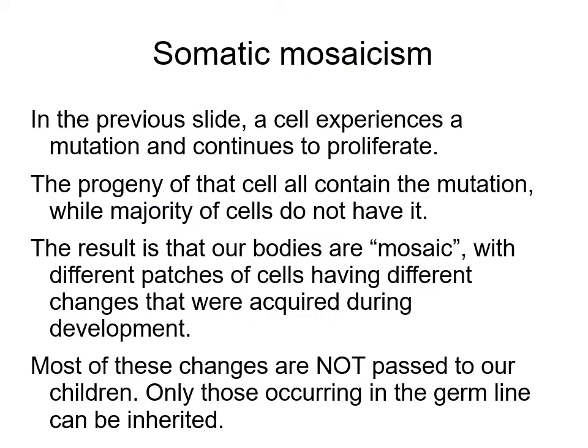Okay, so the progeny that contain the mutation leads us to being mosaic, in the sense that we have patchworks of cells having different genetic changes that have been acquired during our lifetimes. These are somatic mutations that are not passed to our children. Only mutations that occur in the germline are passed to our children, but somatic mutations can have very great effect on our own lives.